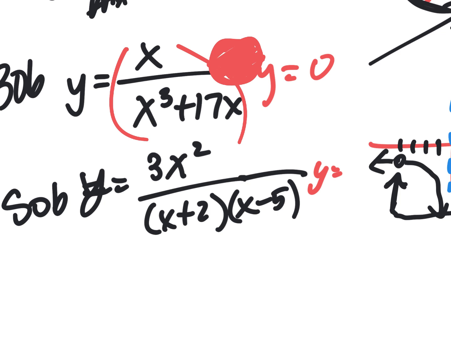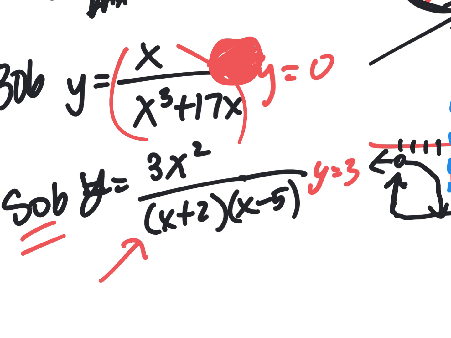And last but not least is a sob. Those will make you sob because they're the hardest ones, but they really aren't that hard. It's just a ratio of what? The leading coefficients. So what's the answer here? 3 over 1, which is 3. You got it.